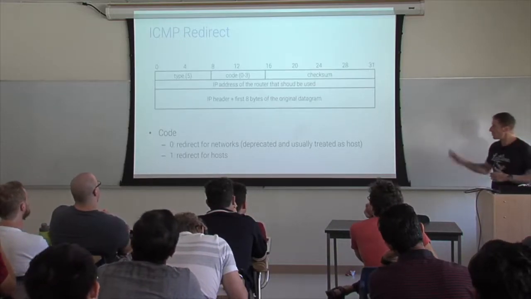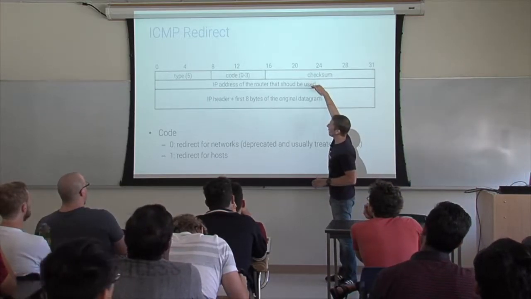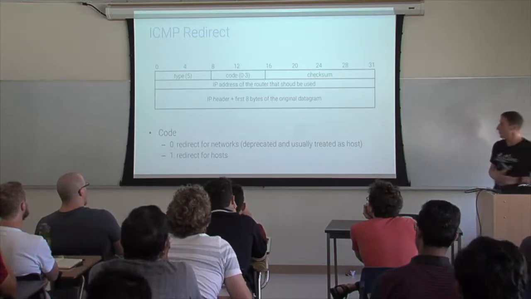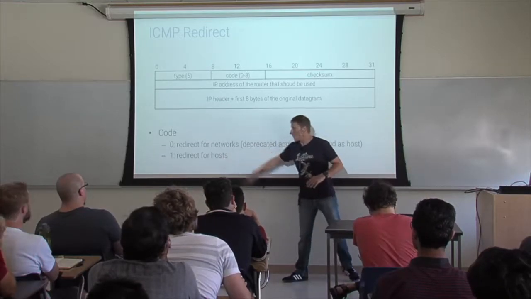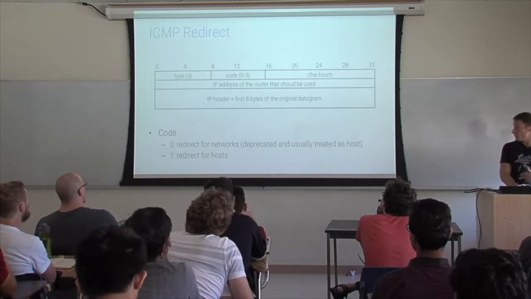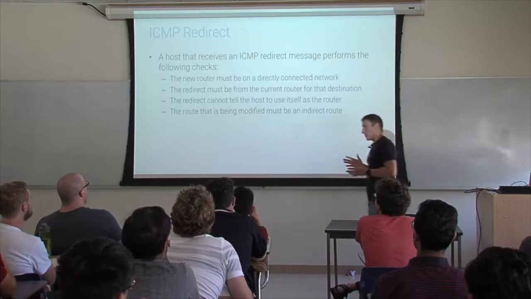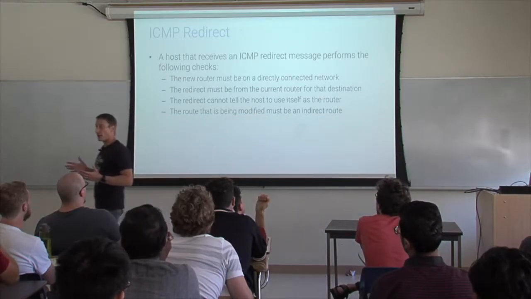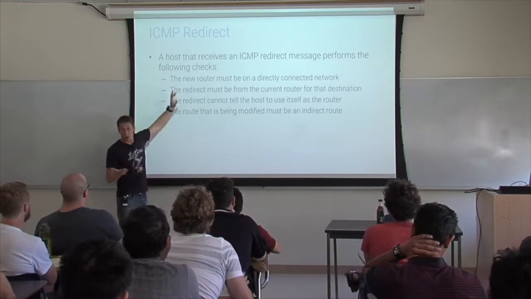So you have your nice packet that shows this is the router that should be used instead of me. So you can do redirect for entire networks or redirect for specific hosts. But normally only the one for host is used. So there are some checks. You cannot send an ICMP redirect and have anybody change their routing table as a consequence. The new router must be directly connected to you.